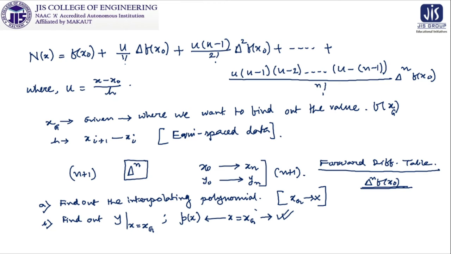This is one way. Another way is that you can find out u by putting xg minus x0 by h, and then you can put the value of u directly in the formula to get the value at xg directly. So there is no restriction on what you follow. Only one thing you have to keep in mind: you can follow the approach you are comfortable with, but if multiple values are asked, then finding out the interpolating polynomial first is the better way.